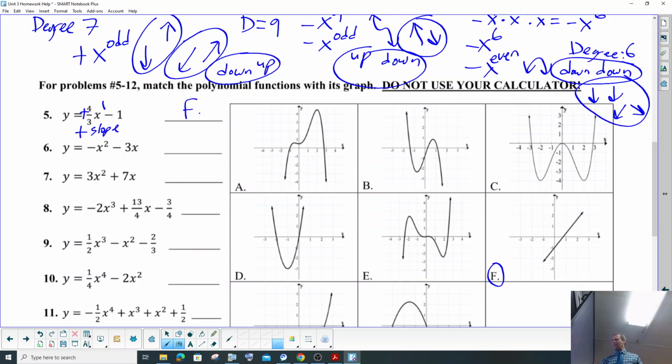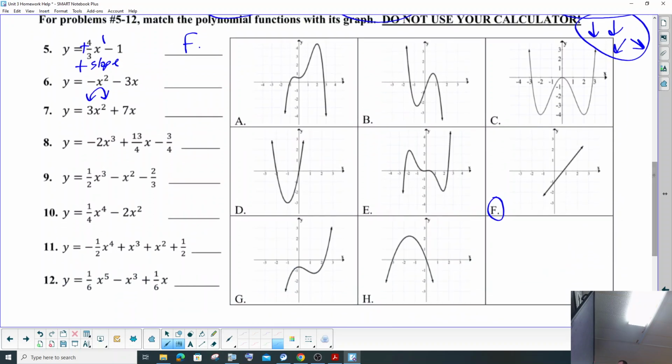The next one is negative x squared. Do we see any other negative x squareds? No, so that narrows it down. So negative x squared, we're looking for an upside down parabola, right? Can you find the upside down parabola? So that's going to be h. Okay, what about 7? 7 is positive x squared. So now we're looking for a parabola going up. I don't see any other ones.